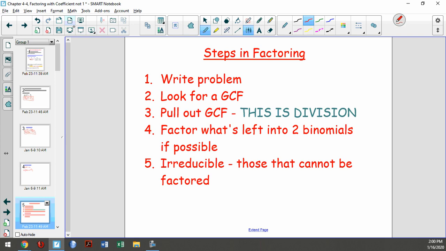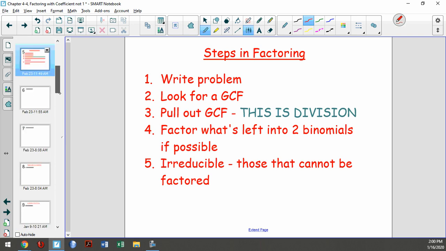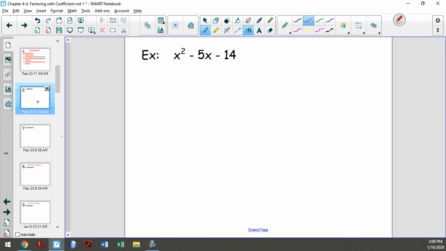Now, it looks like you have a ton of notes, but in reality, we're doing one problem twice, two different ways. This is a review problem from yesterday, so I want everybody to quickly do this problem. Go.